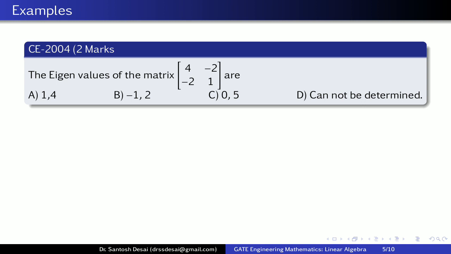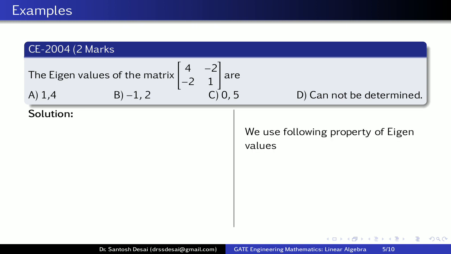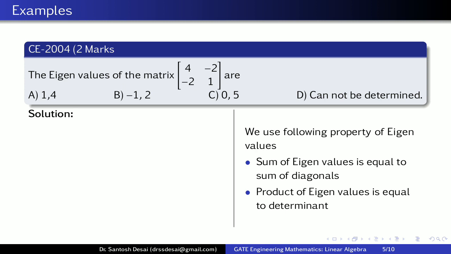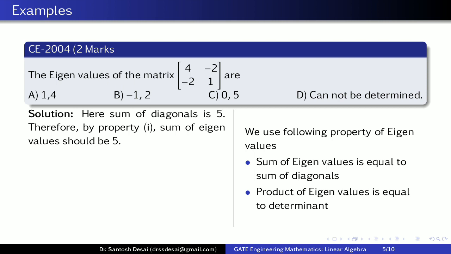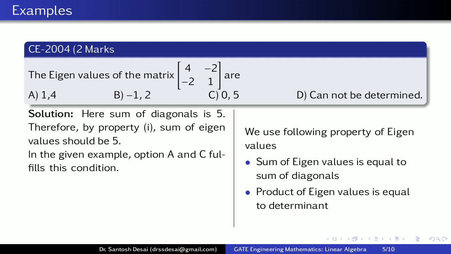So let me just recall the properties. Here we know that sum of eigenvalues is equal to sum of diagonals and product of eigenvalues is equal to determinant. By using these two properties, one can easily find the eigenvalues of the given matrix. Now let us apply the first property. The sum of diagonals is 5. So therefore, by property 1, the sum of eigenvalues should be 5. Now there are two options, option A and option C satisfy this condition.